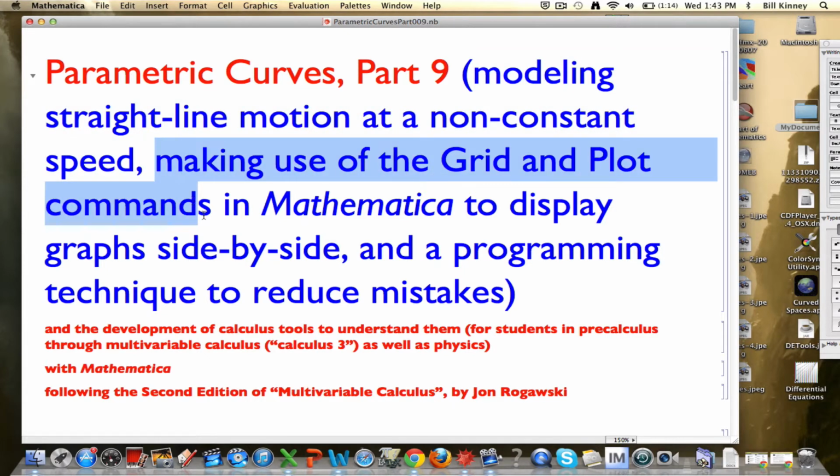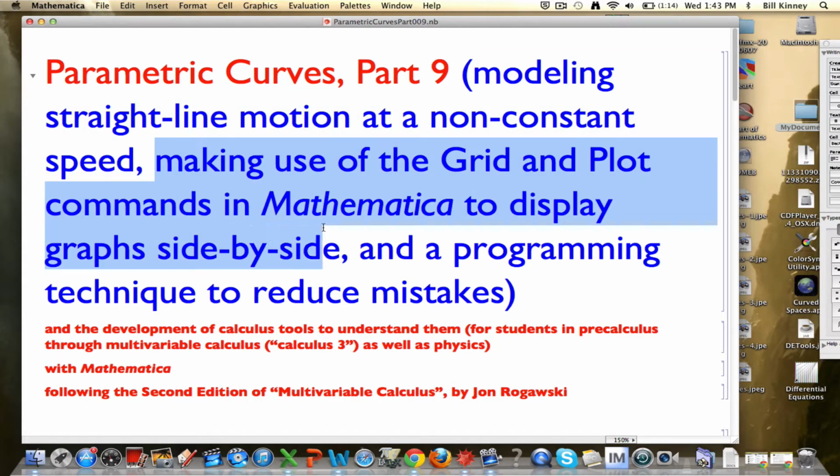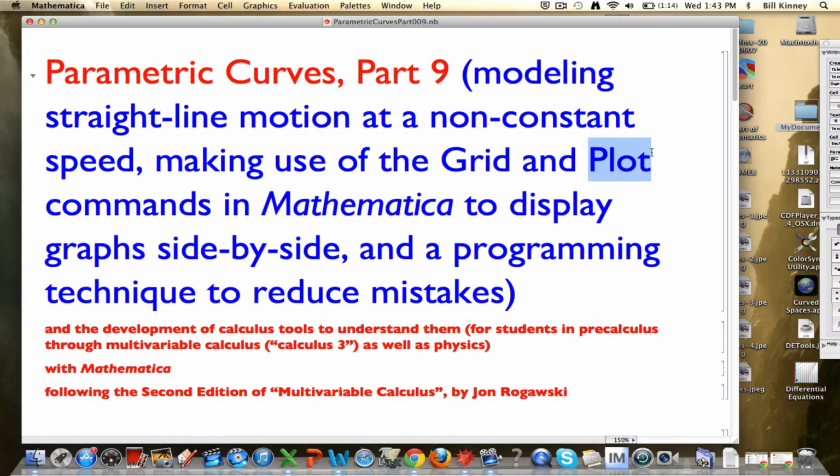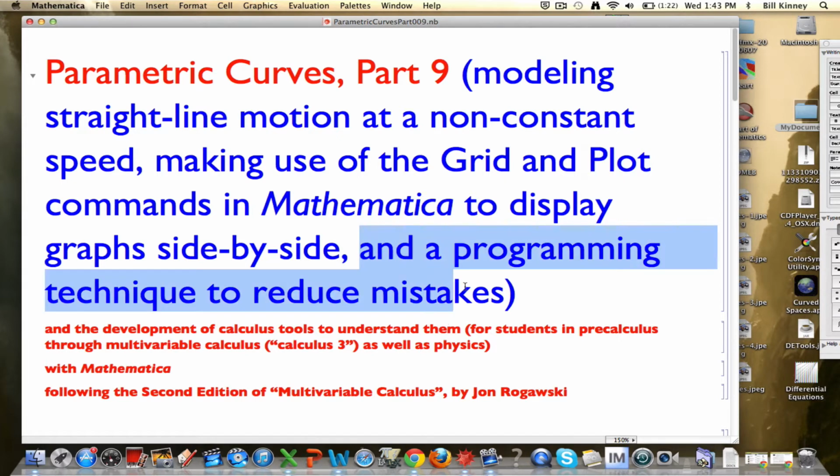In this video, I'm going to introduce you to two new commands in Mathematica called grid and plot to display graphs side by side and particular kinds of graphs. Really, grid is the main thing to help you display things side by side and also above and below each other. Plot is actually a more basic plotting command than parametric plot. It's going to plot regular functions, and then we're going to make use of that to help us understand the parametric curves. I'm also going to show you a couple programming techniques to help you reduce mistakes and find mistakes in your code.